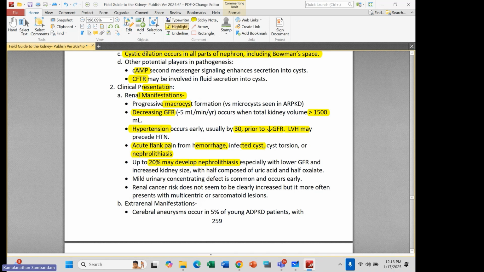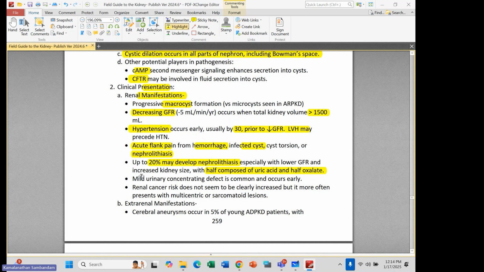And interestingly, this stone type differs from the general population, right? The most common kidney stone in the general population is a calcium oxalate stone, right? By far. And in this case, we're seeing that uric acid stones and calcium oxalate stones occur with roughly similar frequency in patients with ADPKD.